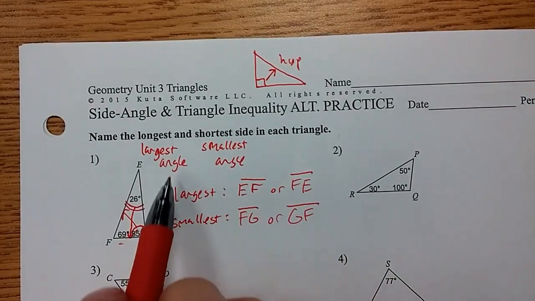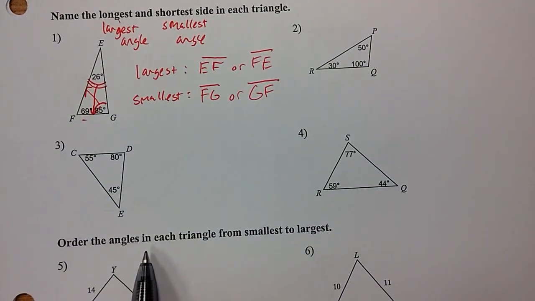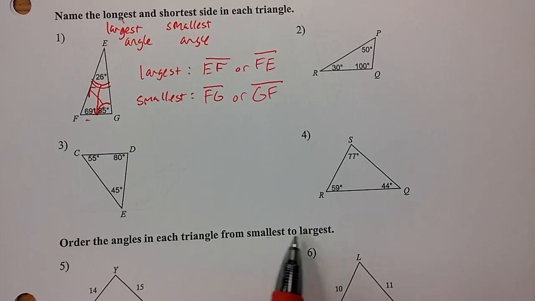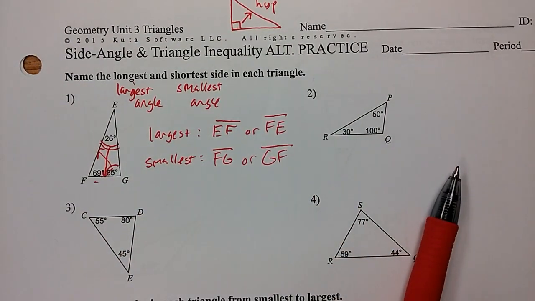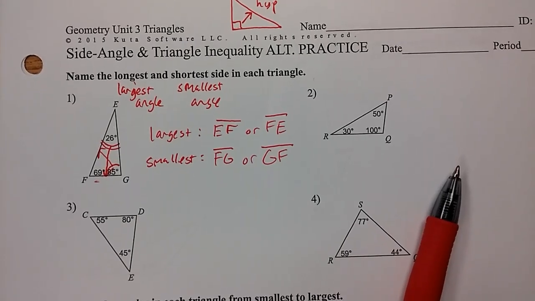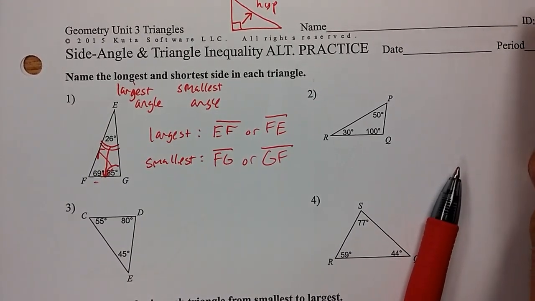In this case, they actually just ask for these two side lengths. Sometimes they ask you to rank them, like order the angles in the triangle from smallest to largest, or they just ask for two side lengths. It just depends on the problem, and you will have to correctly read the directions in order to answer them correctly.